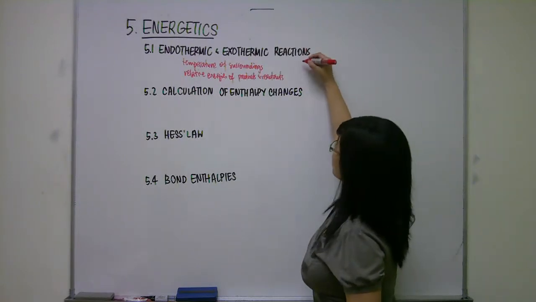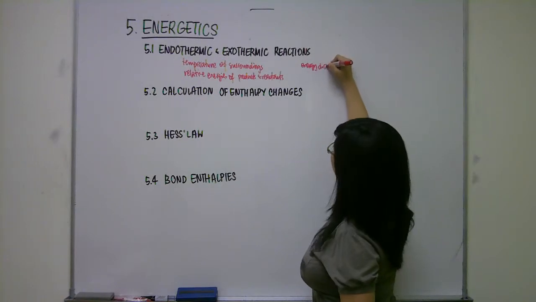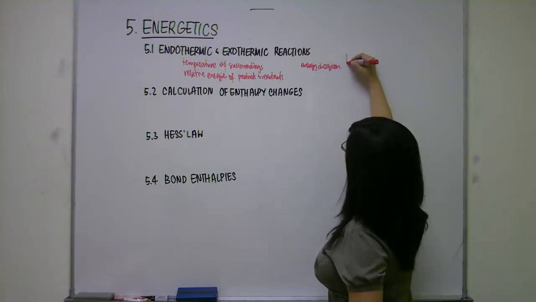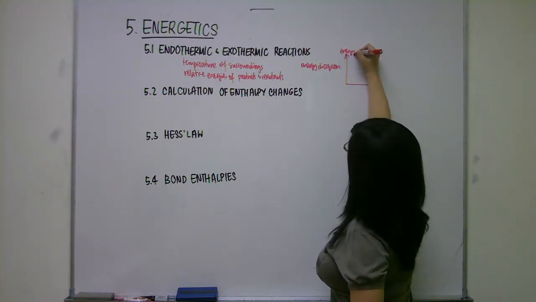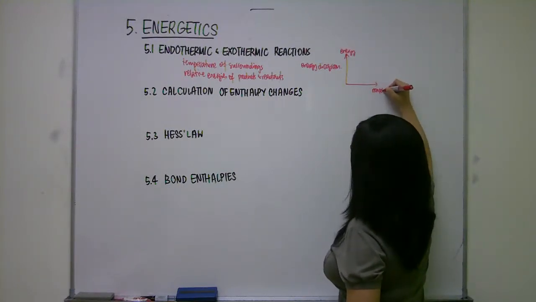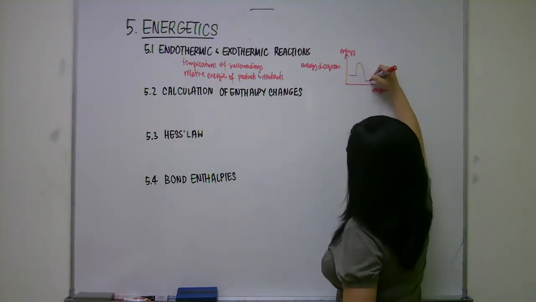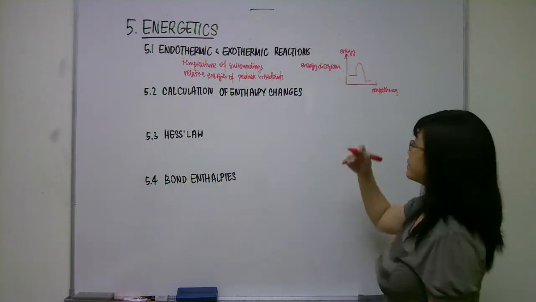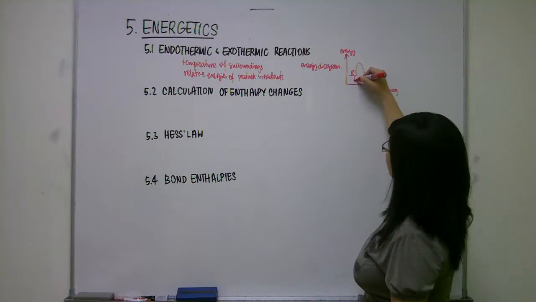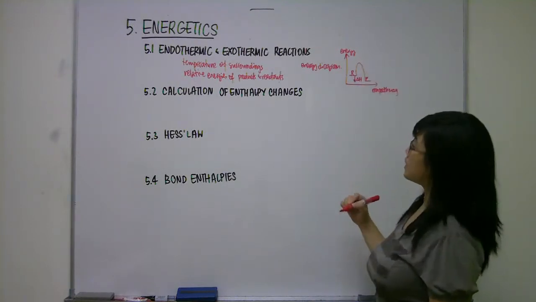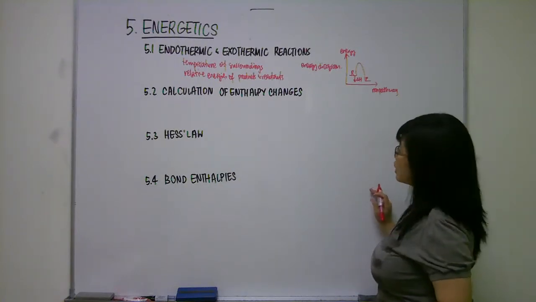And then you also need to talk about the energy diagram. Okay, something like this. This is energy. This is reaction pathway. And exothermic will be like that. Reactants, products. And this will be your delta H. Okay, so you need to explain this for both endothermic and exothermic reaction.